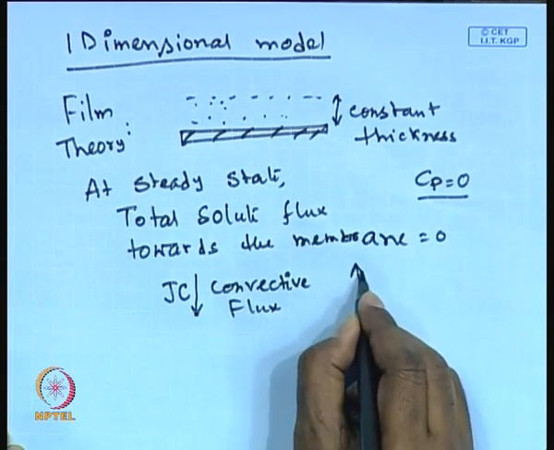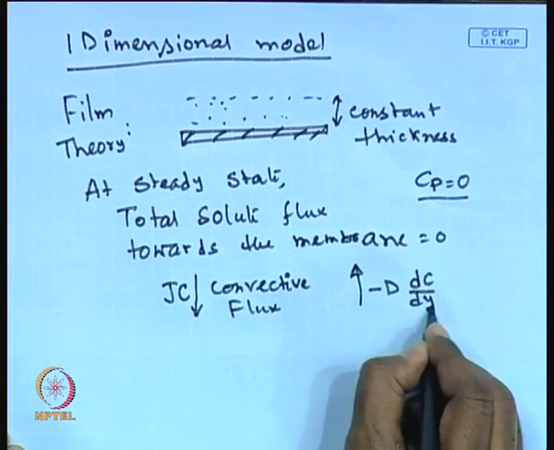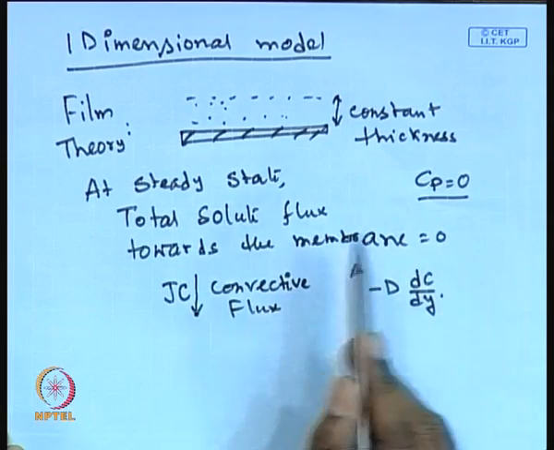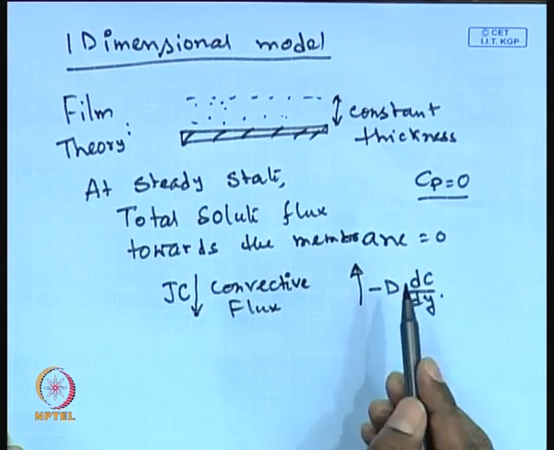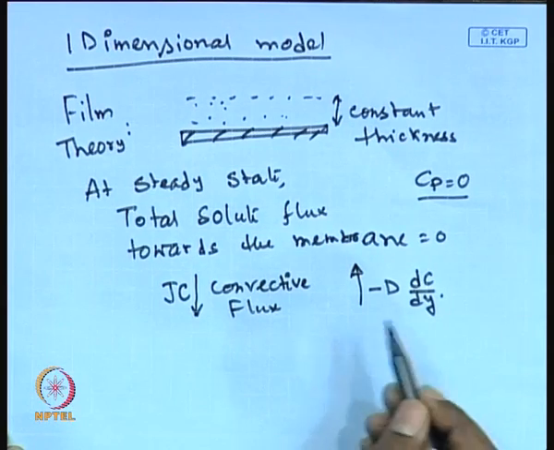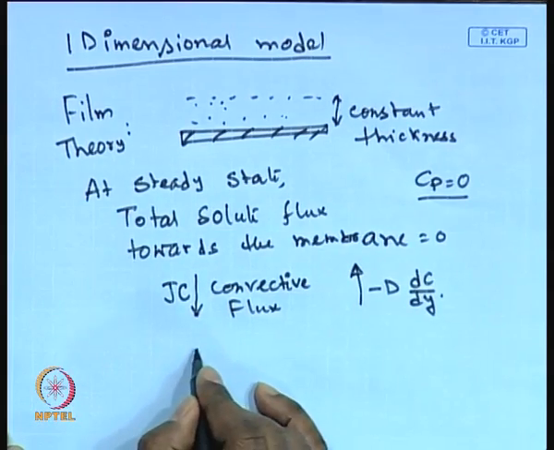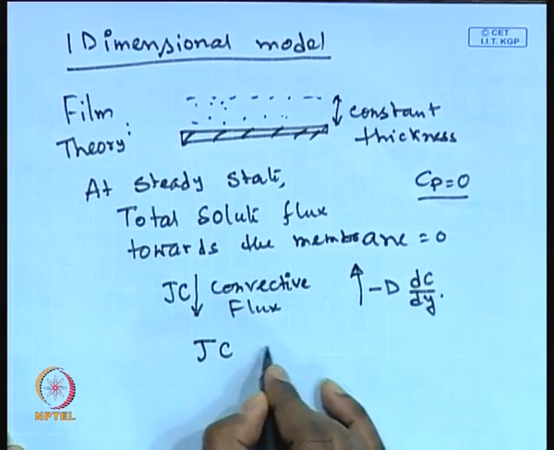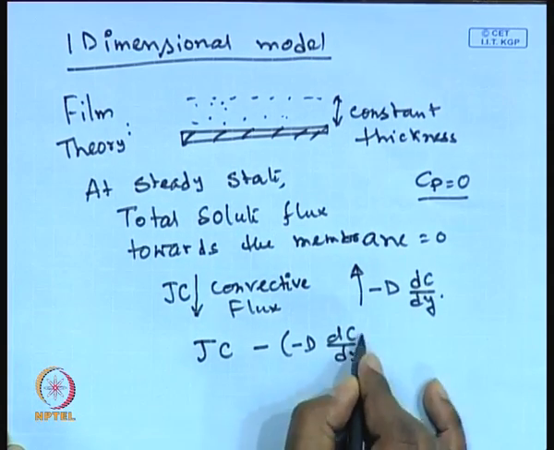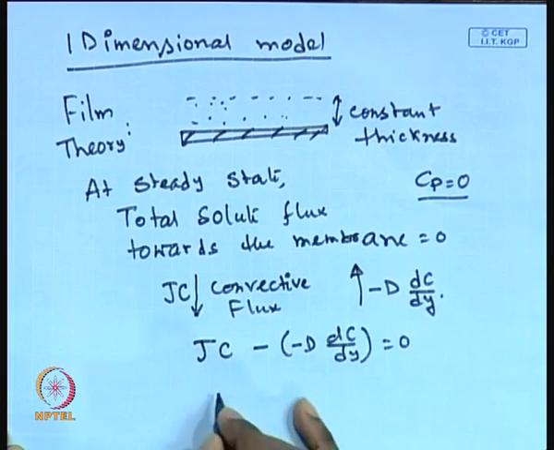And the diffusive flux is minus D dC/dy because of the concentration gradient. The gel layer concentration is always greater than the bulk concentration, so there will be backward diffusion from the surface to the bulk. So at the steady state, they should be equal. So JC minus of minus D dC/dy will be equal to 0. So this is the governing equation of the concentration balance.